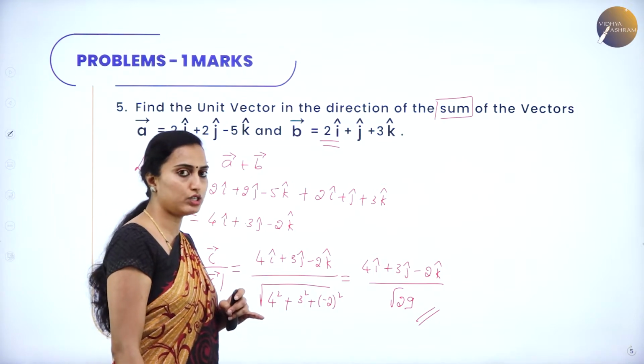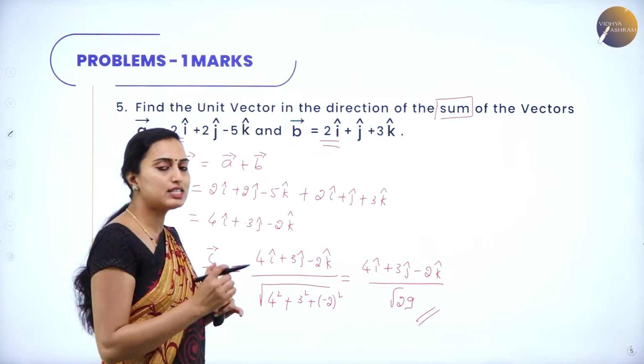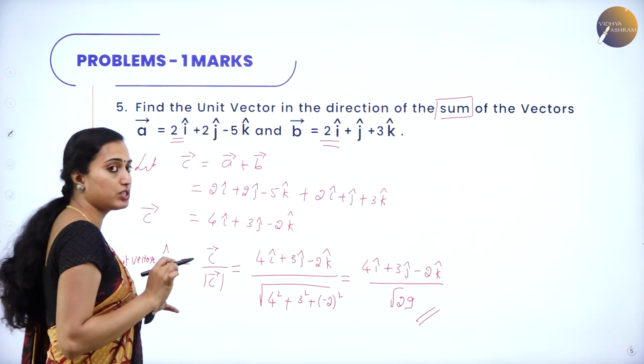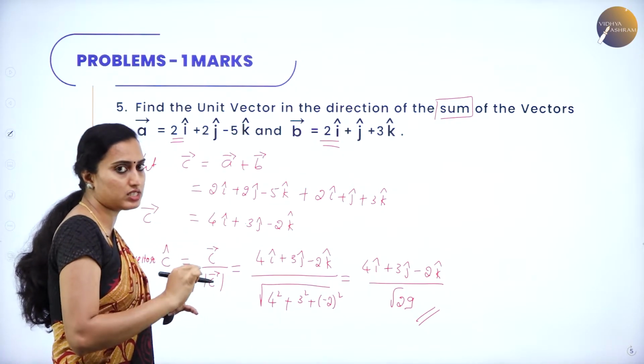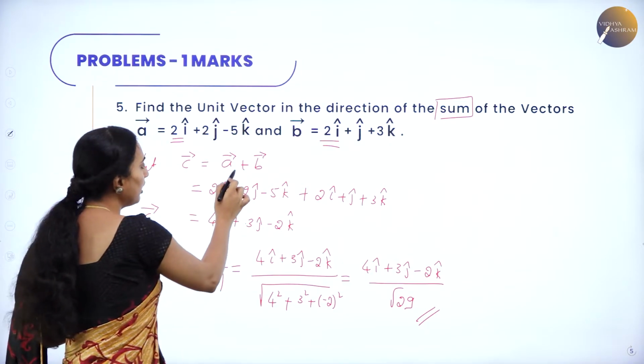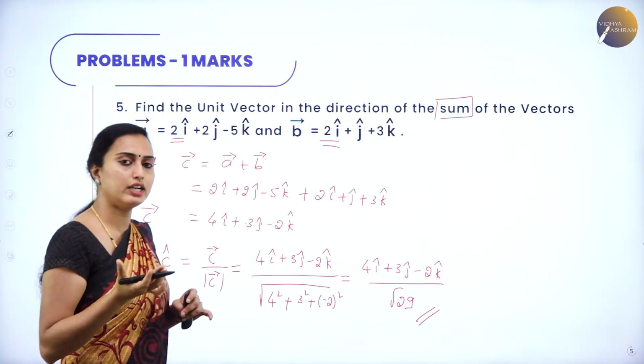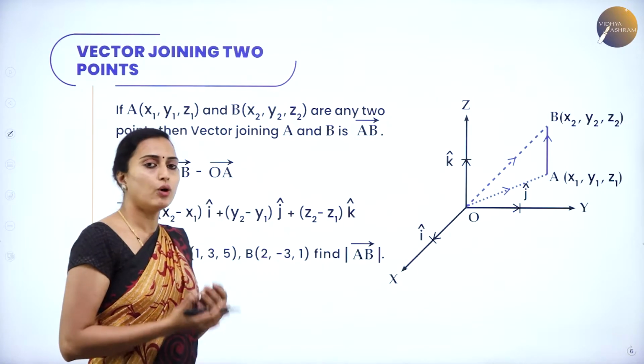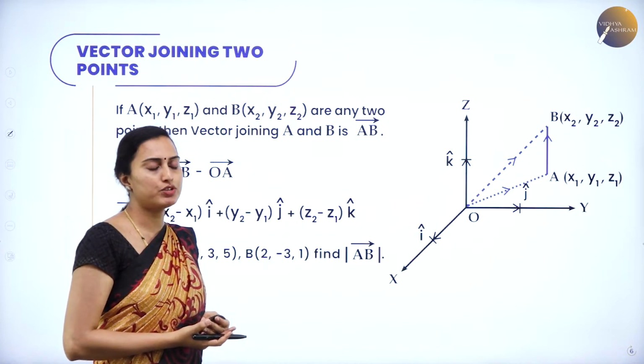I hope you understood this step also. Since they have asked for the sum, I have taken that vector as C vector. If they ask for the difference, it is the same procedure, but in place of plus, you are going to get minus. That's it, they can change it a little. Understood? Now we'll be moving on to the next concept, which is what?